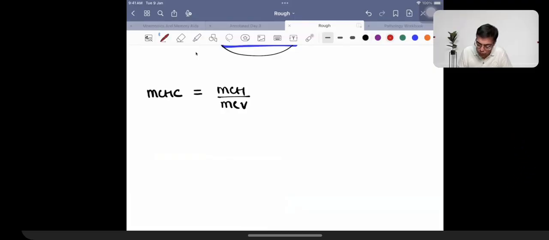So in case of a person who's going to be having hereditary spherocytosis, hemoglobin is going to be less. MCV is going to be slightly reduced. So overall, the value of MCHC is going to be higher. MCHC value is going to be coming higher.